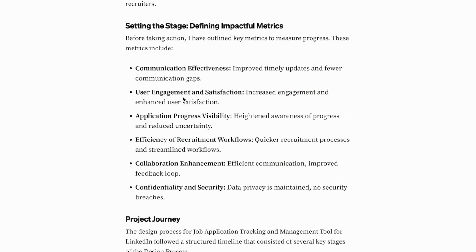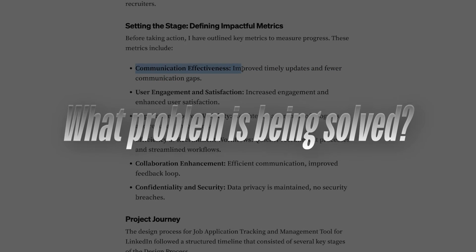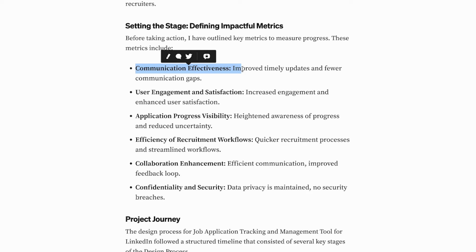The second question is, how are you going to track the metric? Here he's mentioned improved timely updates and fewer communication gaps. How are you going to measure this? That is a very big question, and these are questions that are going to be asked in your interview, and you need to have answers for it. As a recruiter or the person reading this case study, I have no idea whether this is right or wrong because I don't understand what problem is being solved for this metric. I'm not able to connect the story over here.